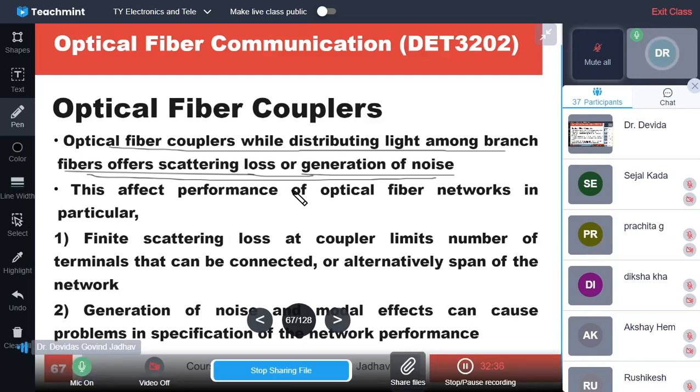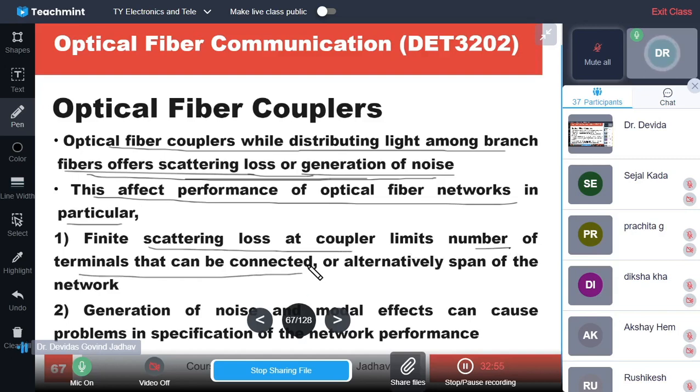Unevenness in the fiber is also generating noise. So scattering loss and noise are there. This affects the performance of the optical fiber network. In particular, fiber scattering loss at the coupler limits the number of terminals connected, or alternatively, the span of the network.